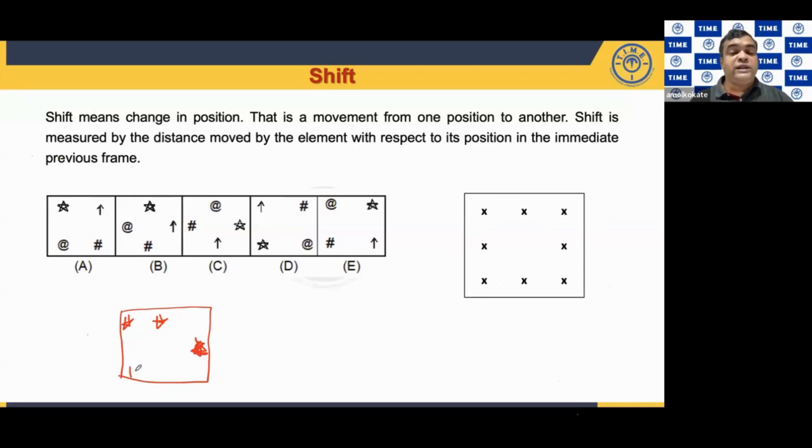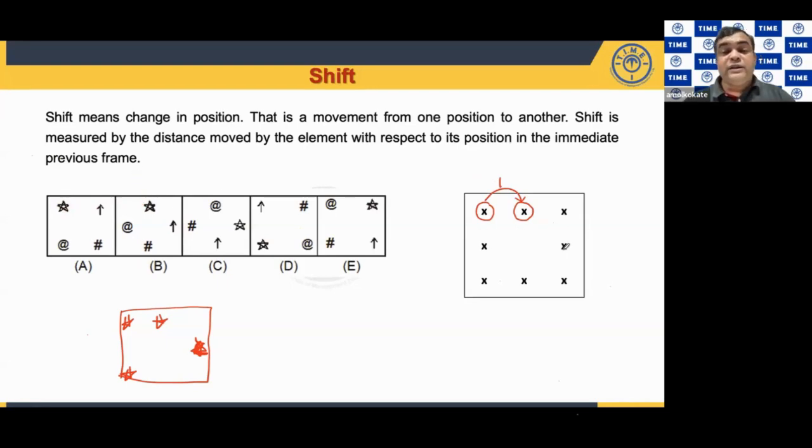Next figure your star is at this corner. So can you understand? First figure the star is at this place. Second figure the star is at this place. Can I say the star is moving one position clockwise? Can you understand here? Look at, the star is here, the star is going here. So it's just moving one position clockwise.